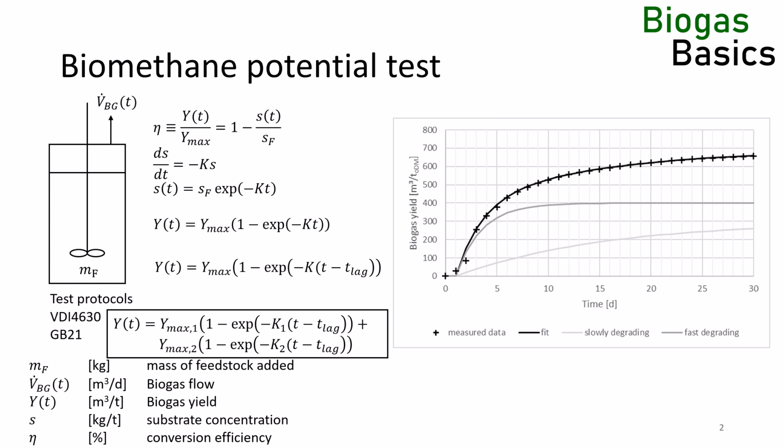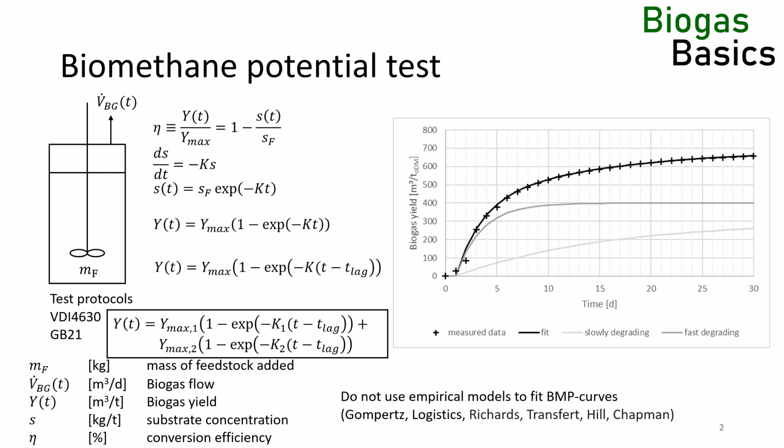A plethora of empiric models have been published in the literature. Gompertz, logistic, and other sigmoidal functions, Richards, Transfer, Hill, and Chapman functions have been used to describe the gas production curve of a batch test. I won't show them here. They all go into great length to describe the lag and acceleration phase of a batch cultivation. The parameters often influence each other.